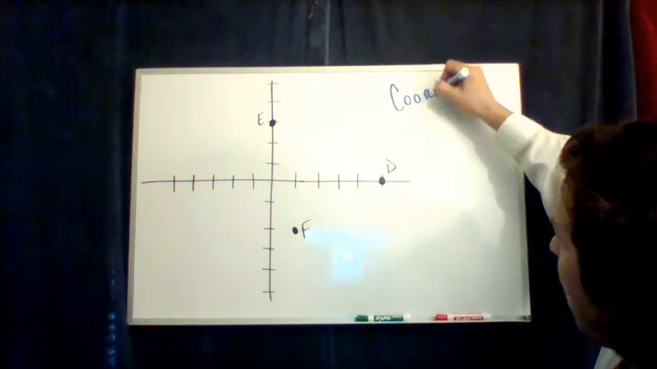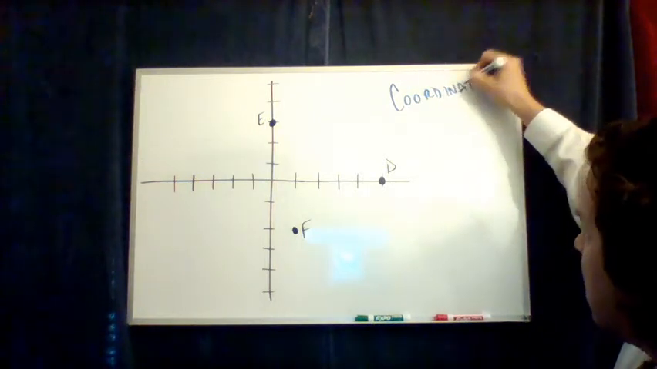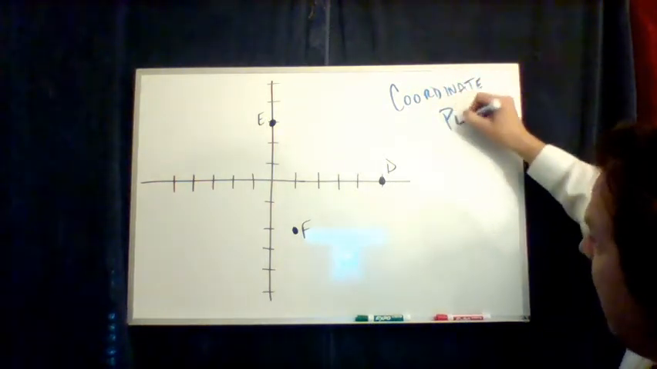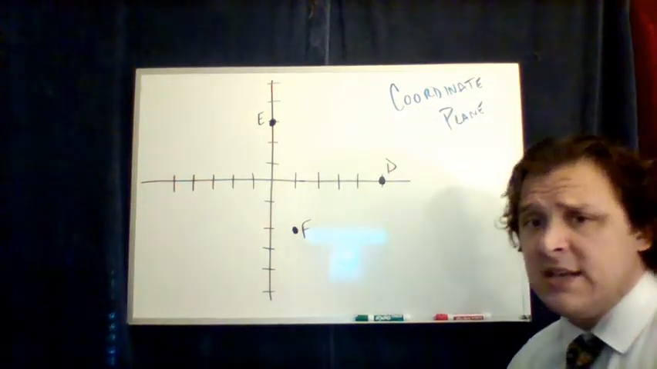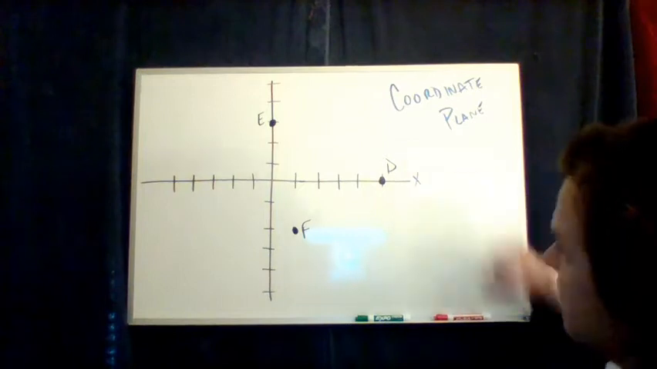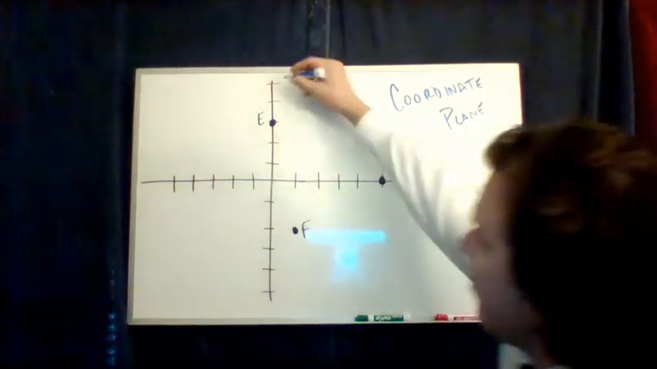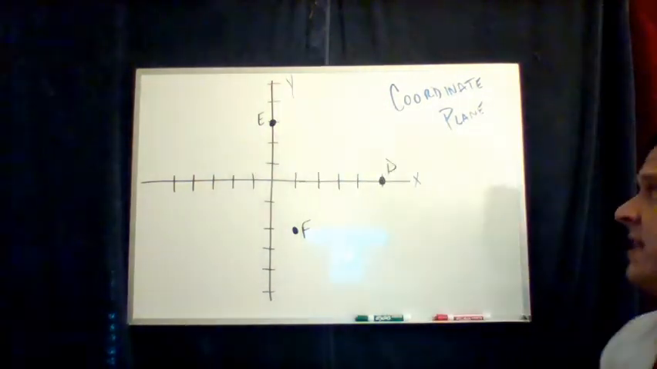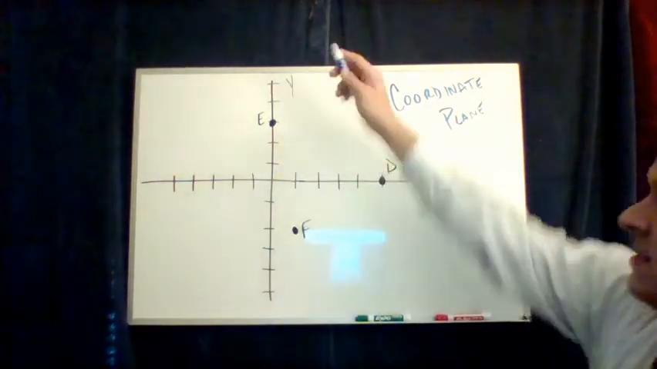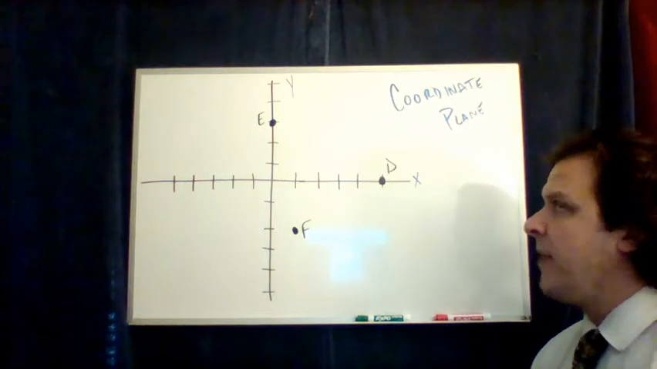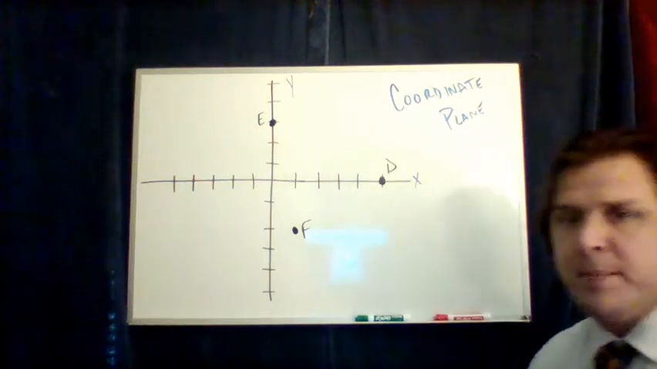Coordinate plane. And the coordinate plane is created by two axes, right? We have the x-axis, which is this side, and then we have the y-axis, which is this. Okay, so this line is the x-axis, and this is the y-axis. And they create what's known as the coordinate plane.